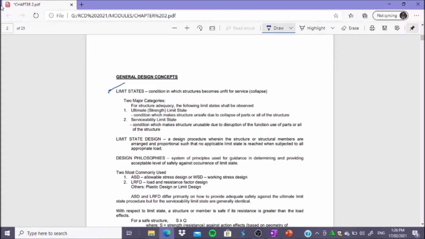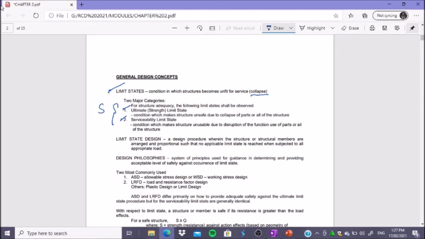limit states. Ano ba yung limit states? It is defined as the condition in which structures become unfit for service, meaning may collapse. Now, there we have two major categories of the limit states. Meron tayong ultimate limit states and serviceability. This is actually with respect to this rank.